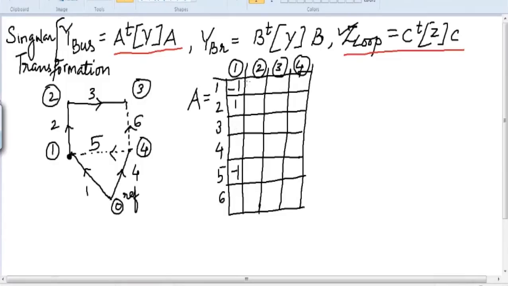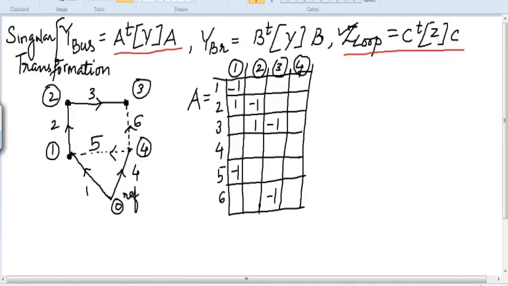Then for the second column, that is node number 2, we have to go to node number 2 and check the incoming and outgoing. So incoming is 2, outgoing is 3. So incoming will be negative and outgoing will be positive. Then column number 3, we have to go to node number 3. In node number 3, both are incoming, 3 as well as 6. So 3 as well as 6, both will be -1.